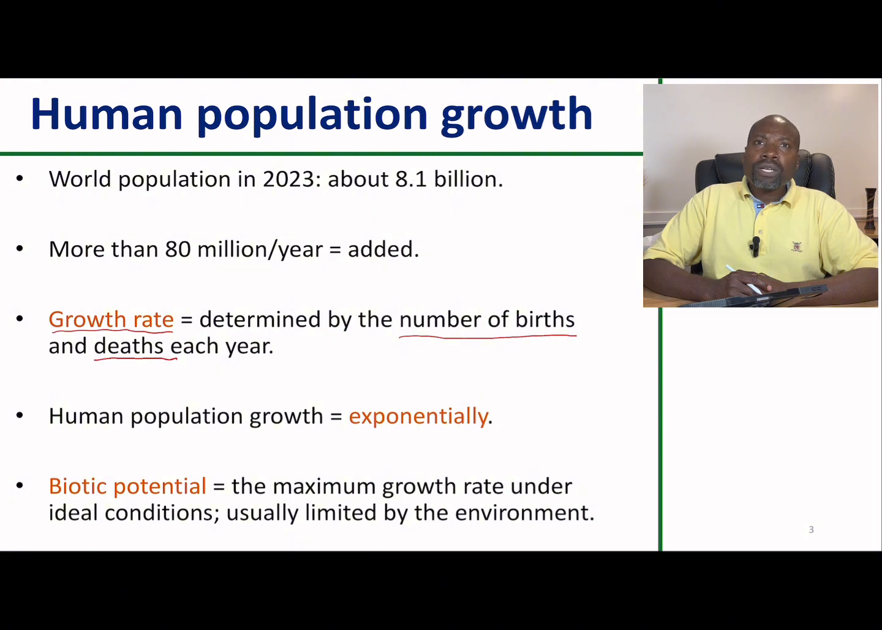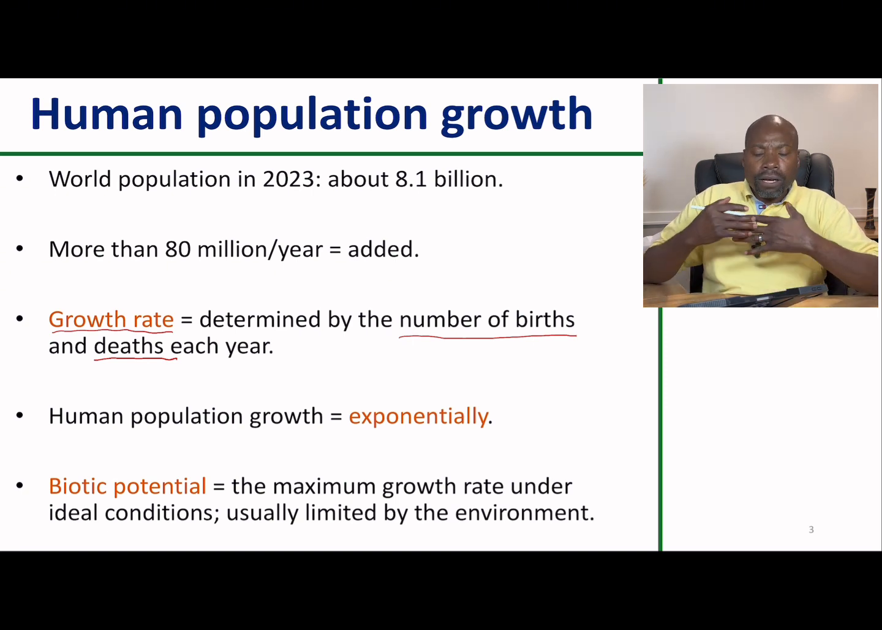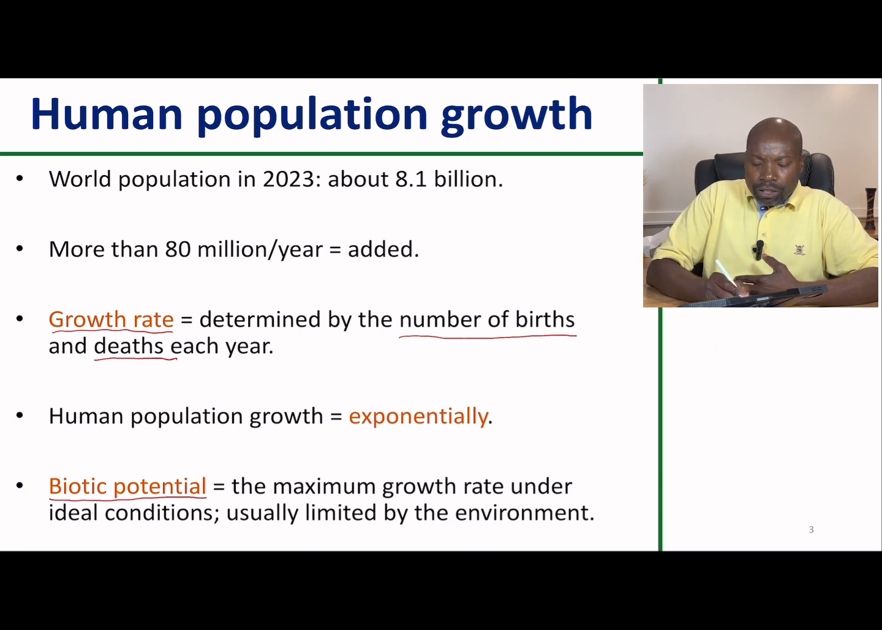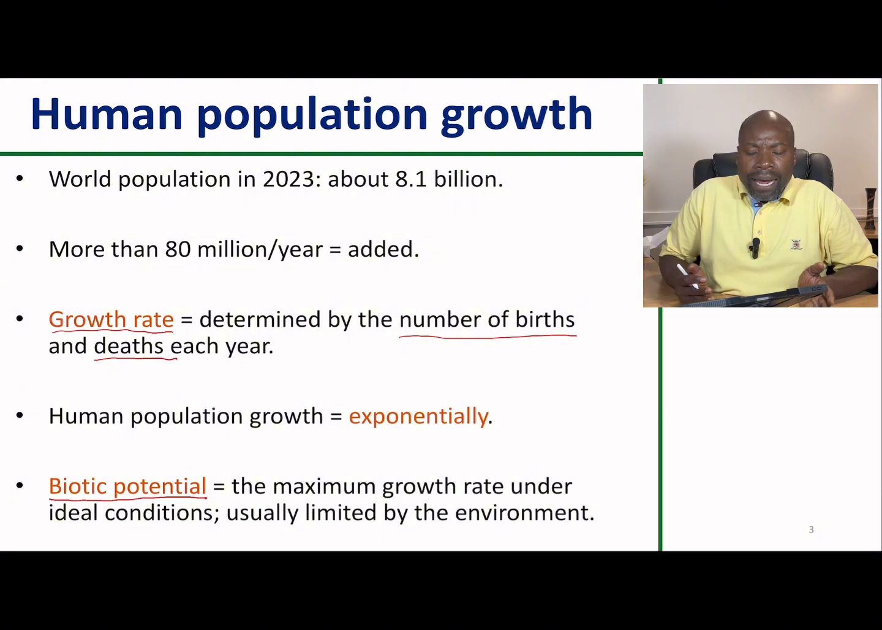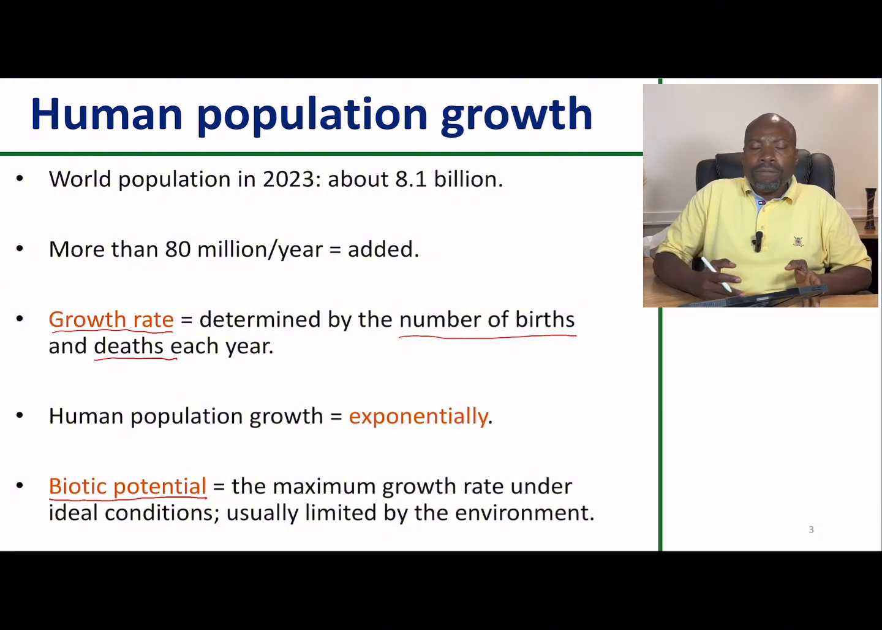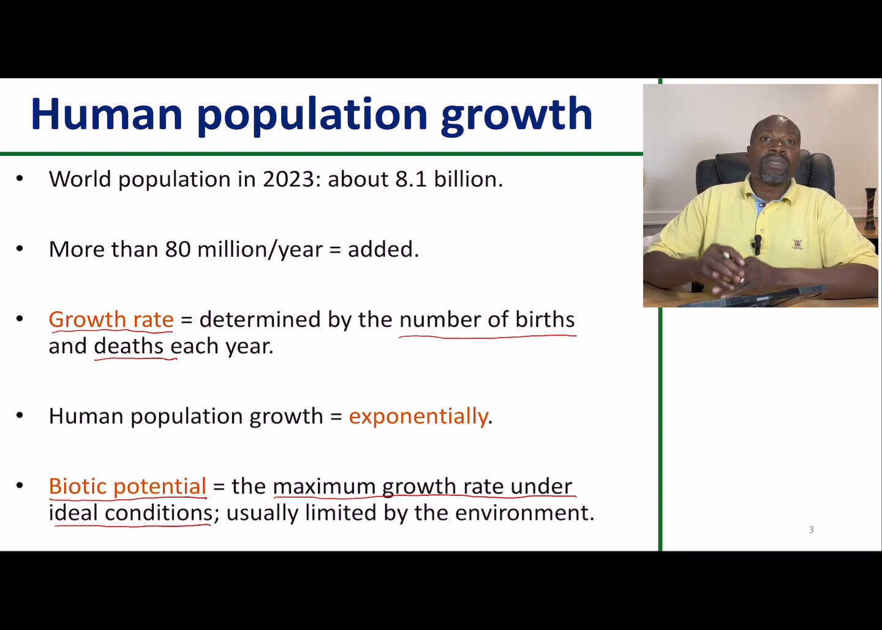That's why we see that exponential growth. So when we consider the human species, we can consider that we've reached a point where we can talk about biotic potential among humans. But what do we call biotic potential? A biotic potential for a given species is the maximum growth rate under ideal conditions. What we mean by ideal conditions is that there is no problem with the amount of food, so there is a sufficient amount of food to sustain whatever number of individuals are in a given geographical area.